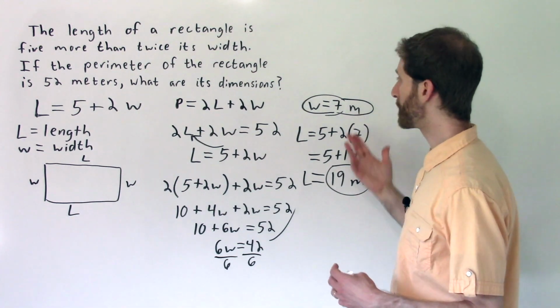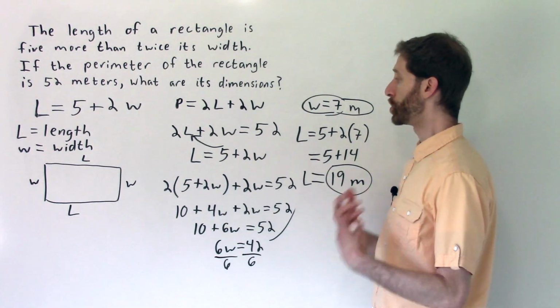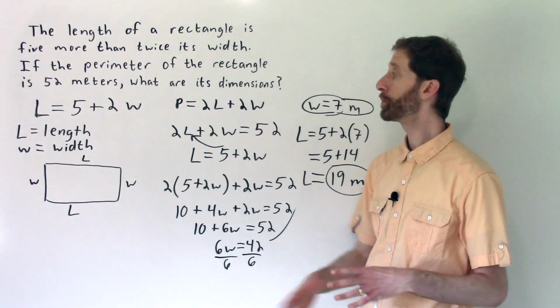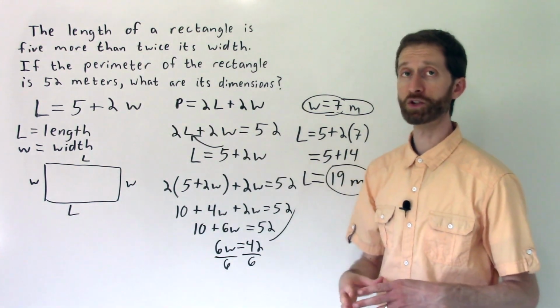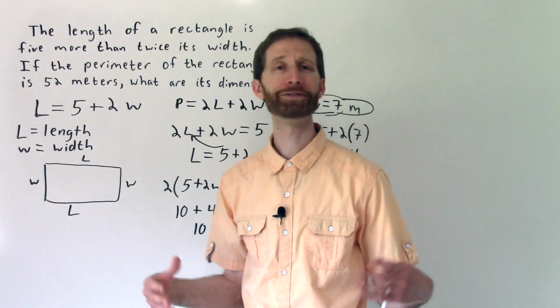And if you plug these numbers into the perimeter equation, you will see that it equals out to 52, and you'll see that the length is 5 more than twice the width. Oh man, it's a beautiful thing.